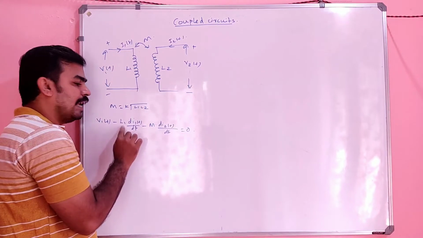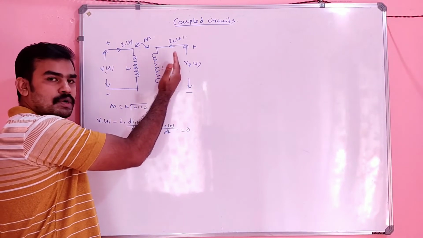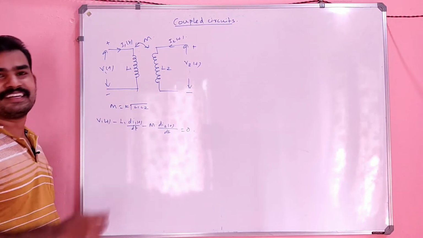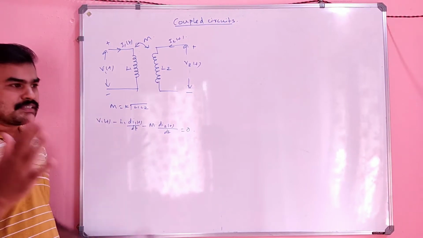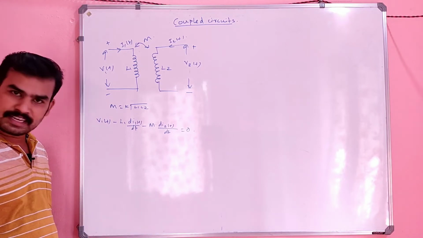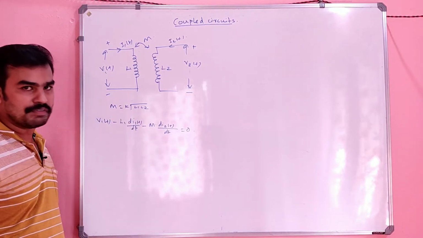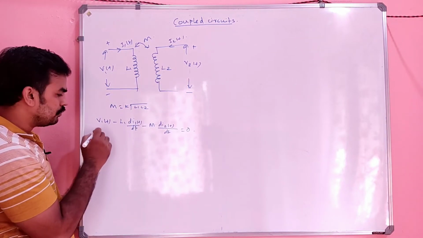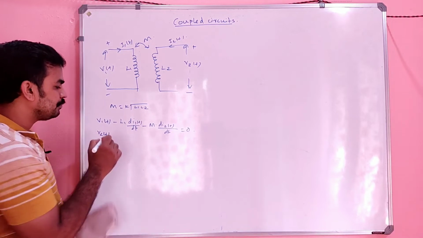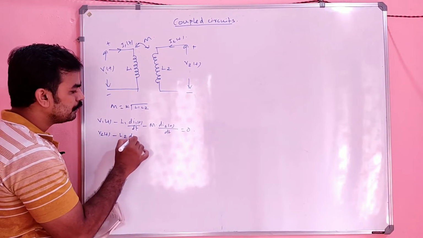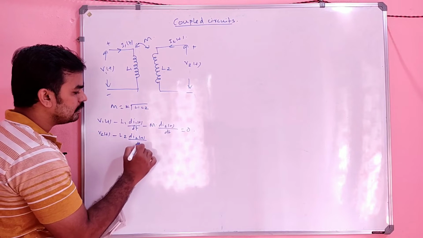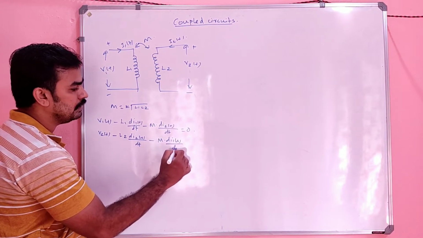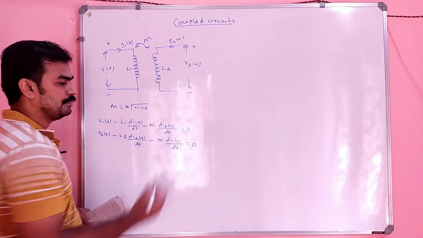In the primary circuit it is L1, but due to the second coil on the primary coil, we seek the help of mutual inductance M. Mutual inductance means the inductance mutual for the first and second coil. That is M into dI2 divided by dt. Similarly, with respect to V2: V2 of t minus L2 into dI2 of t divided by dt minus M into dI1 of t divided by dt equal to 0.